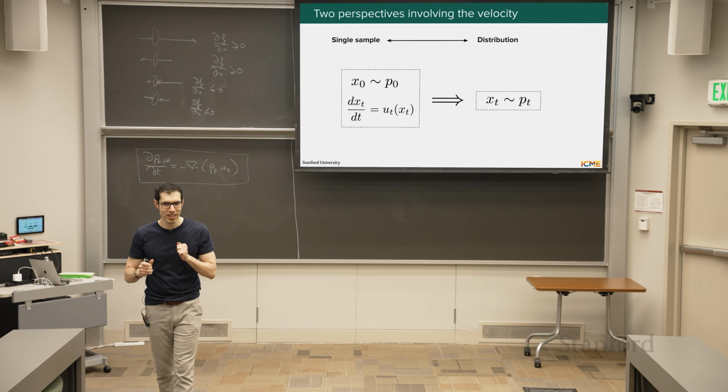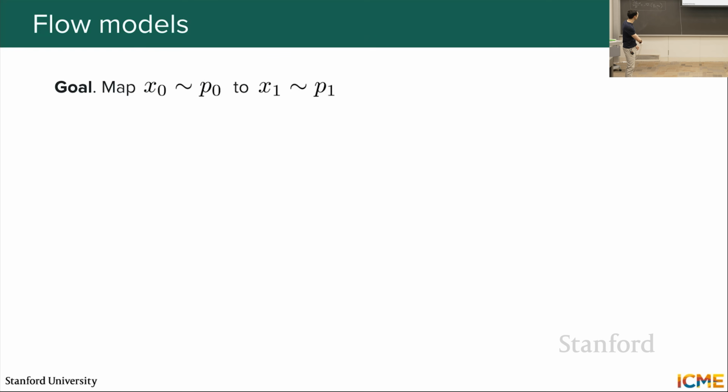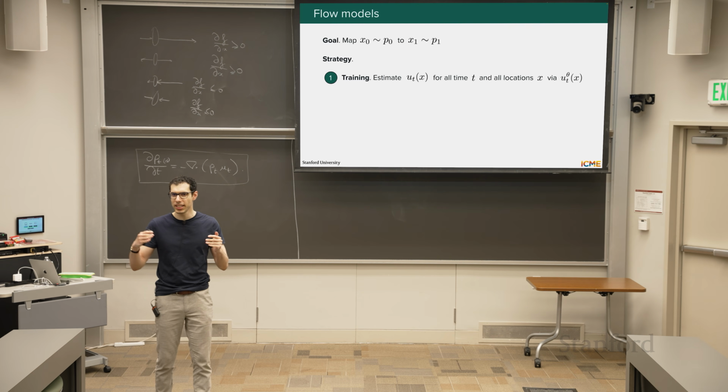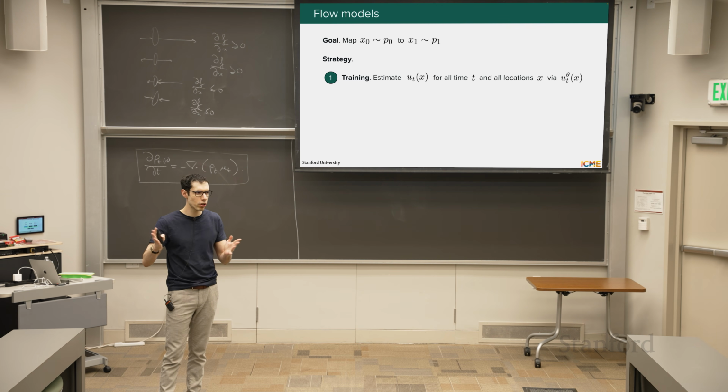OK, cool. So don't worry, we're going to go into more details on this. So the whole goal of flow models is to map points, to map x0 to x1. So what is our strategy here? We saw that the vector field was a central piece of this whole problem. So step number one is for us to estimate this vector field via some model that we're going to note u_t^θ(x). So θ is the parameters that we're learning.